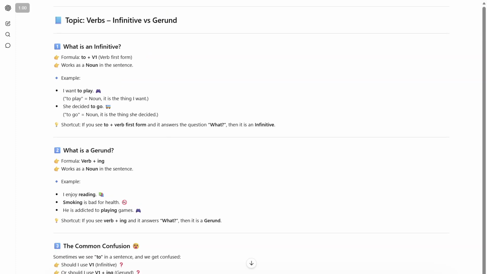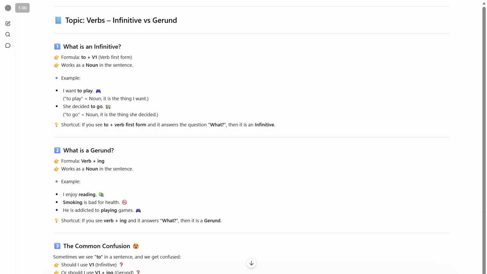Topic: verbs, infinitive versus gerund. What is an infinitive? Formula: to plus V1, verb first form, works as a noun in the sentence. Example: I want to play. To play equals noun. It is the thing I want. She decided to go. To go is a noun. It is the thing she decided. Shortcut: if you see to plus verb first form and it answers the question what, then it is an infinitive.